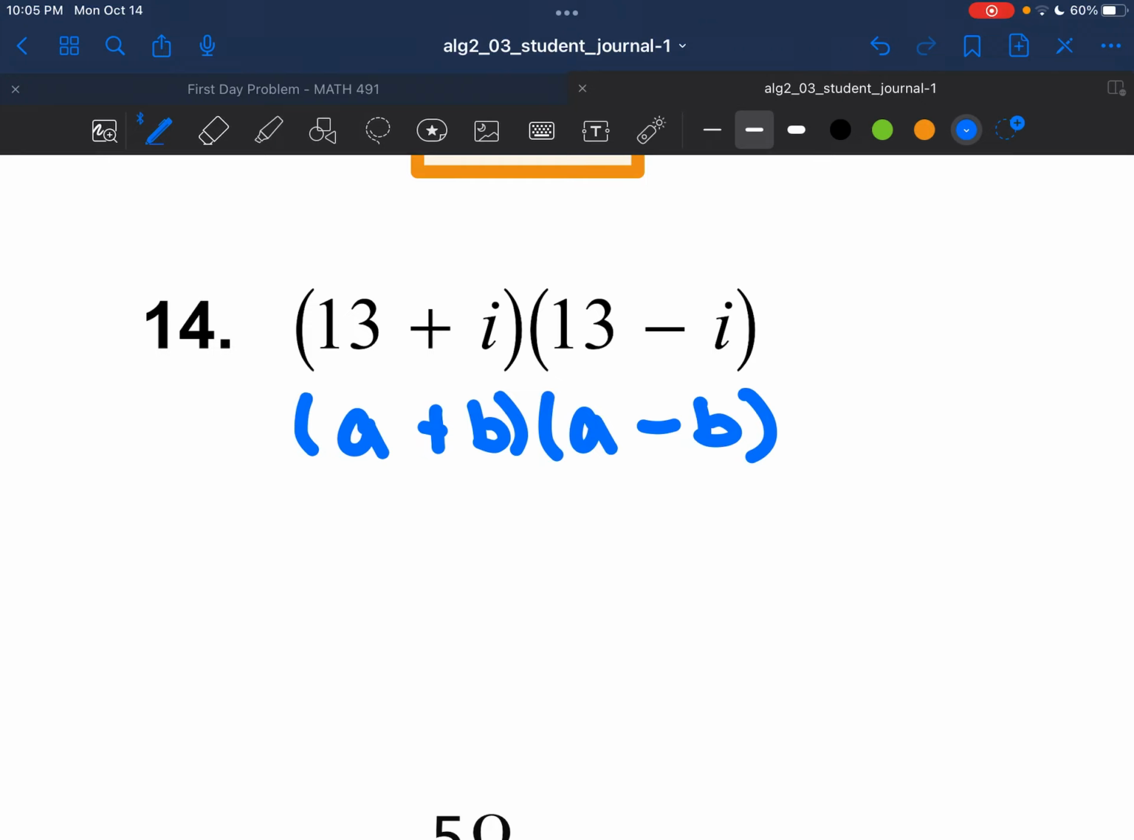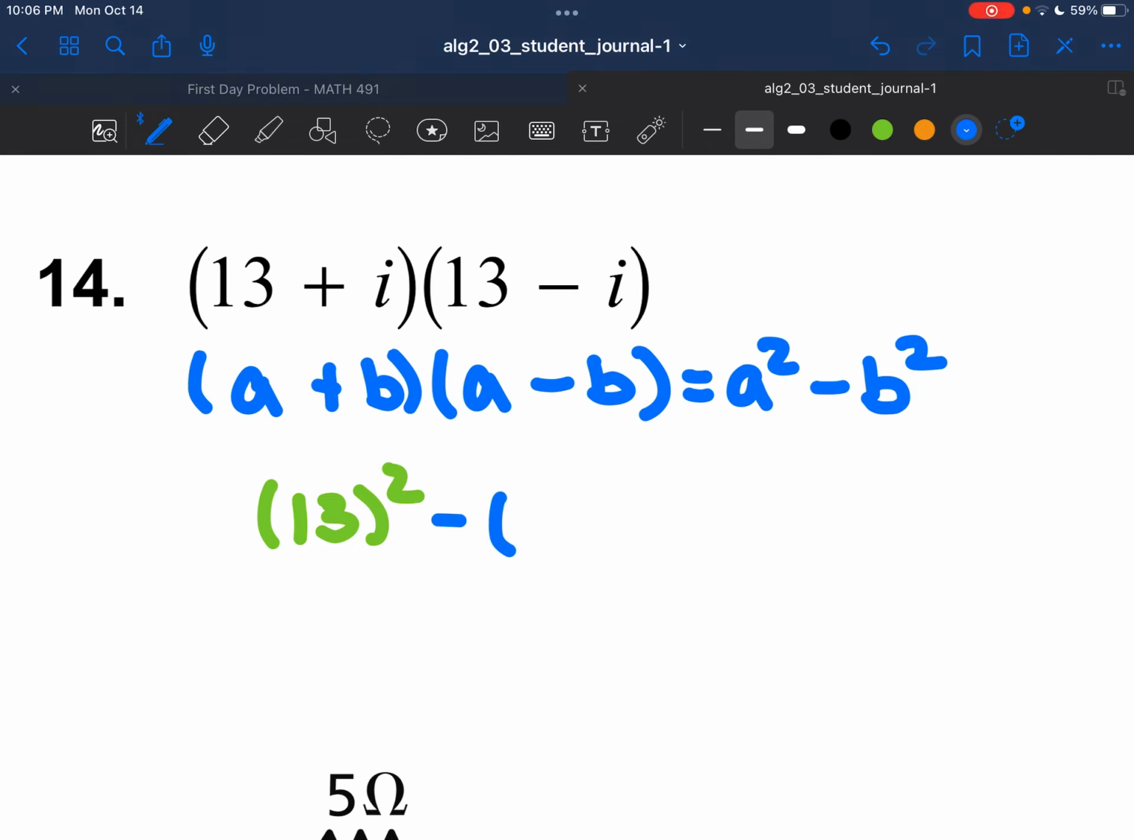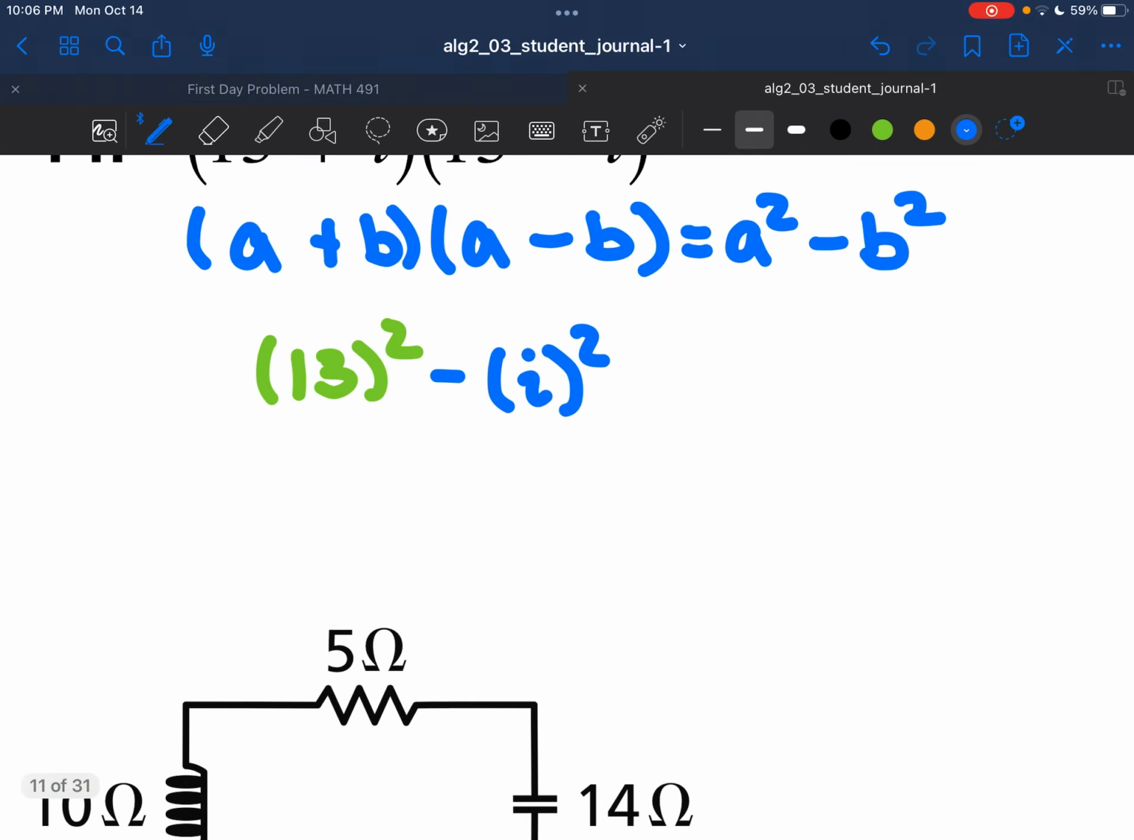Okay? That is going to look like this. So we have a squared minus b squared. I'm just going to do that. My a is 13, so that is 13 squared minus b squared, which is i squared, and we know that that is negative 1, right?